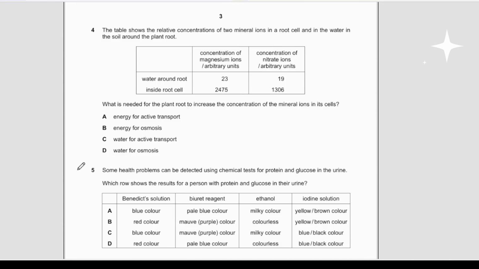around the plant tissue. What is needed for the plant root to increase the concentration of mineral ions in the cell? Energy for active transport. Correct. Because water travels through osmosis, and mineral ions move through active transport.